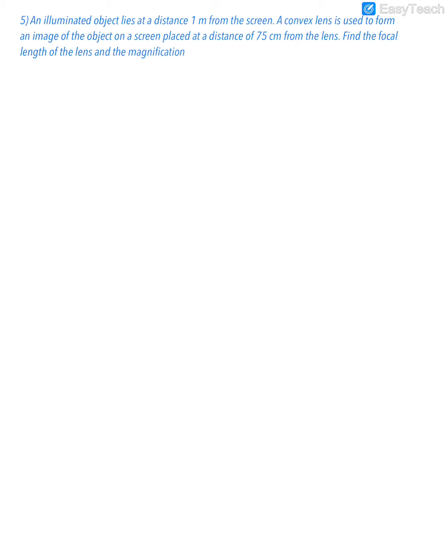Next problem, number 8. An illuminated object lies at a distance 1 meter. I hope you know the meaning of illuminated, right? So first guys, let's mark that the object is at a distance of 1 meter from the screen. That's the catch guys. This is a googly problem. Why is it a googly? Because this is not the distance of the object from the lens. It's the distance between the object and the screen.